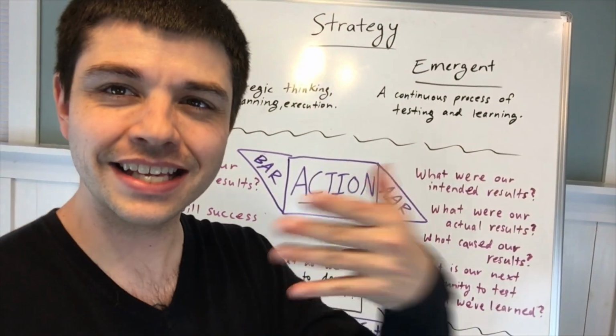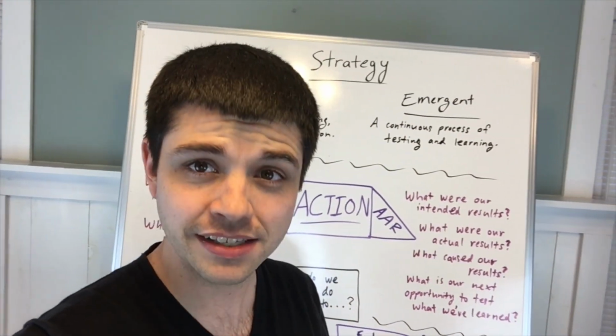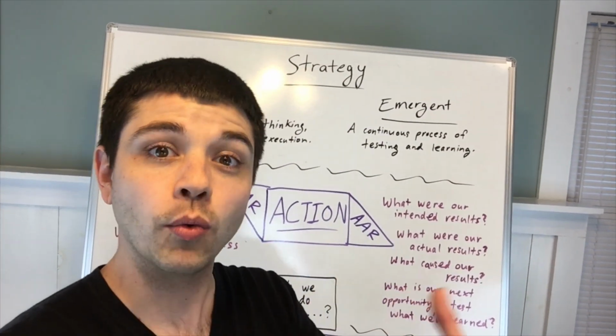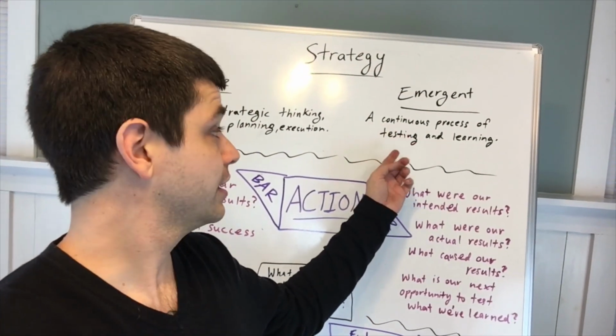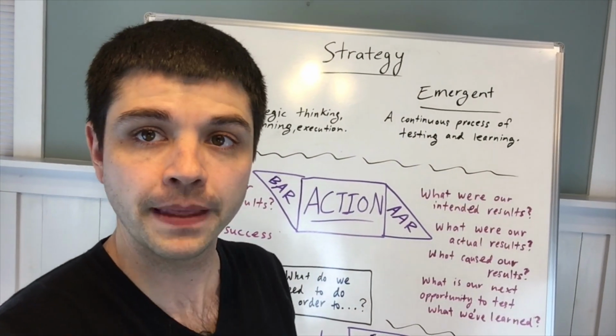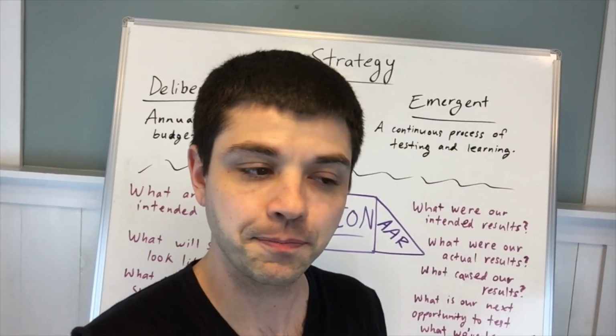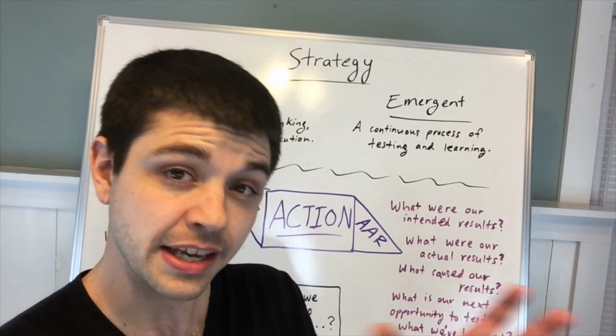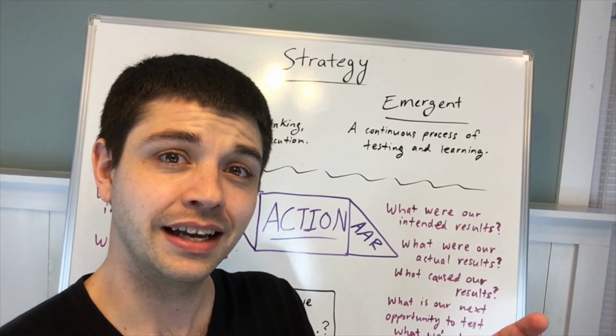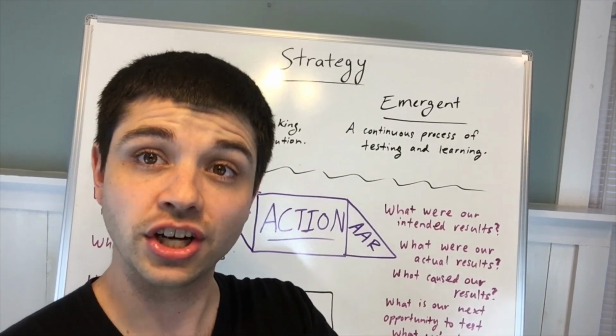So as things happen, as things progress, we can understand what we need to do. We're continuously testing and learning. So this kind of strategy would say, all right, let's go into this situation thinking about it like this, and then let's see what happens and adjust along the way.